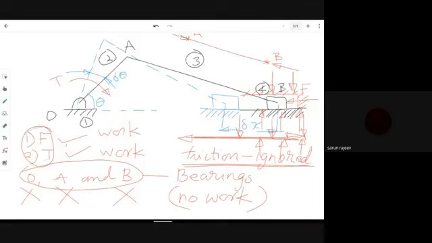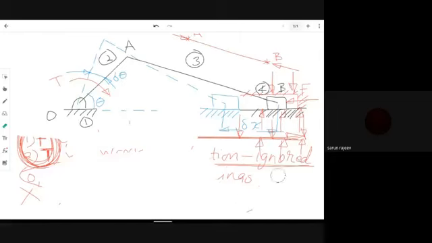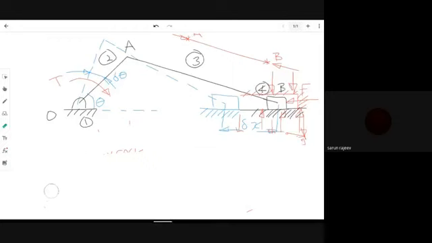So the only events that generate work are the external force F acting and the external torque T acting. Hence, for this system, the work generated will be only due to F and T. And if you look at the external torque T, then the work done by the torque T will be equal to T multiplied by delta theta.